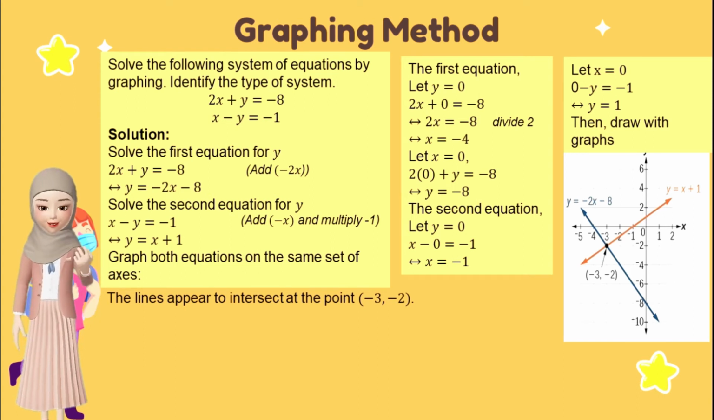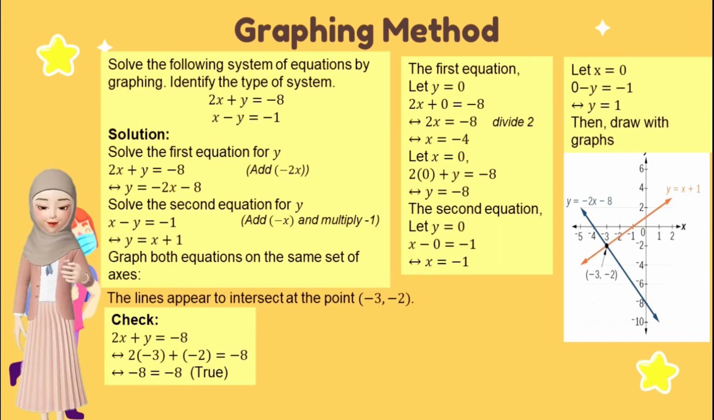We can check to make sure that this is the solution to the system by substituting the ordered pair into both equations. Check the first equation, 2x plus y equals minus 8. Substitute x and y, so we get 2 times minus 3 plus minus 2 equals minus 8. So we get minus 8 equals minus 8. This statement is true.